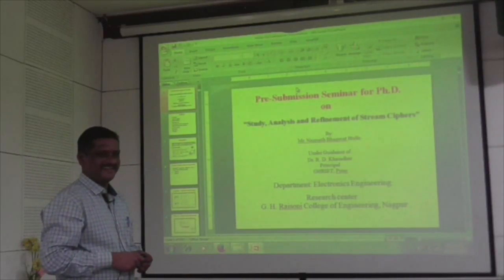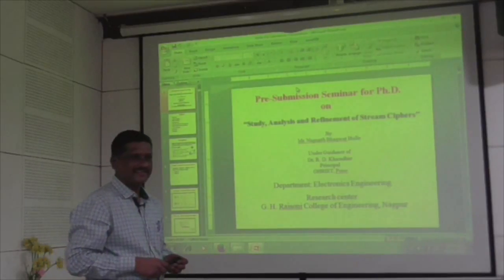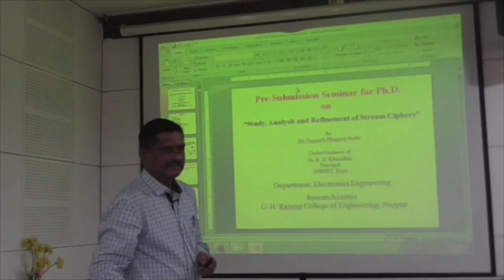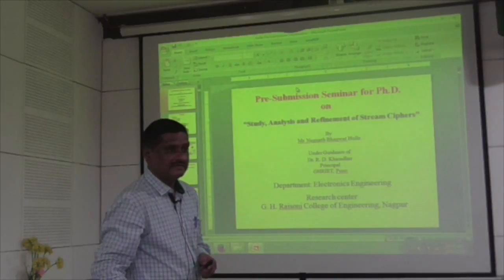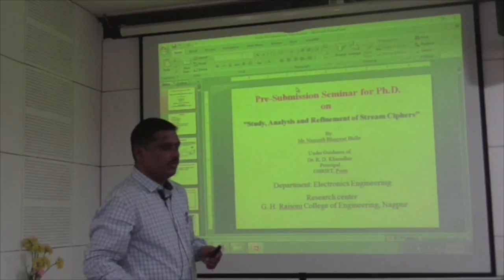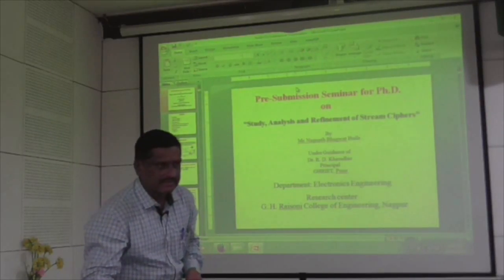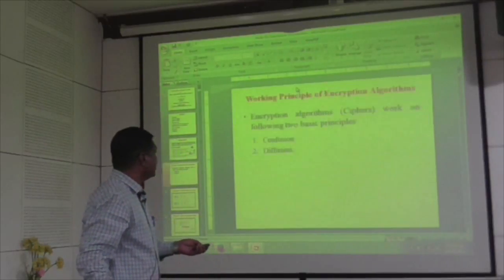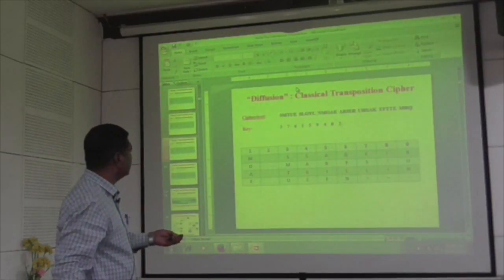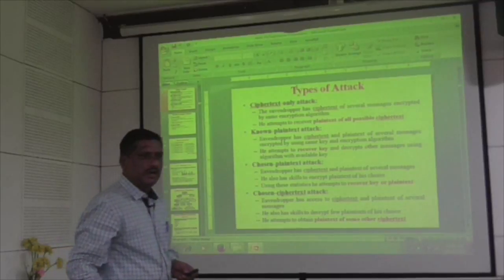How do you compare these four? You have your Snow3G, the two. Why only these four? Why not others? While selecting the algorithms, what was the basis for choosing only these? Thousands of algorithms are available.